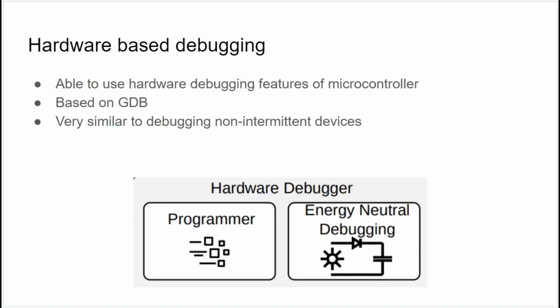So first, we're going to look at hardware-based debugging. Essentially, this means that you're able to use the hardware debugging features of a microcontroller, and these use GDB. It uses a piece of hardware, an actual board which connects to the intermittent computing device, and that is able to perform these hardware debugging operations on it. And this is a battery-based device since you need to be able to provide constant power to the board in order to perform all of these operations.